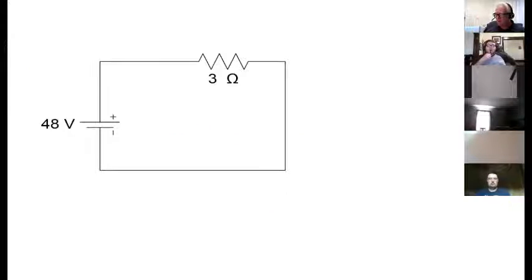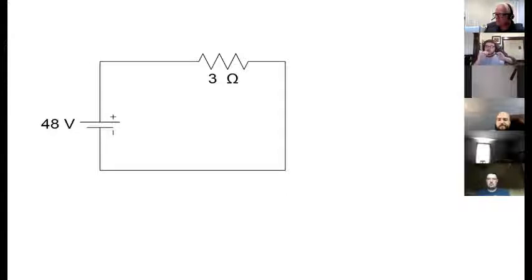Let's solve a problem. 48 volts. It's trying to push as much as it can through that 3 ohm resistor. But given that that's exactly 48, and given that that's exactly 3 ohms, an exact amount of current will result. How much? 16 amps. All right.